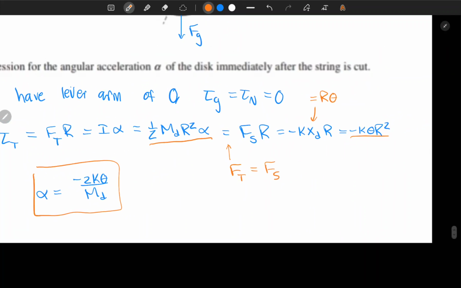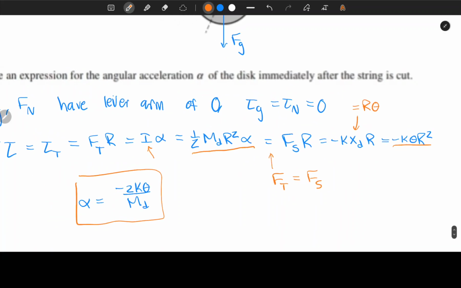Next, students get 1 point for plugging in the correct spring force. So negative kxd, that gives you another point. And finally, students get 1 point for using the correct value of xd and the correct value for I. So together, those give you 1 point.